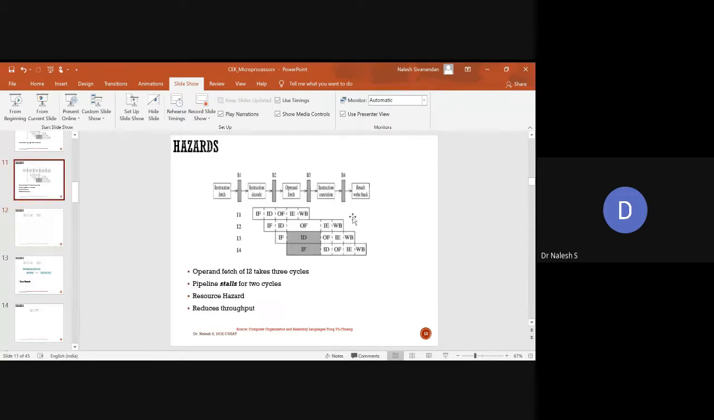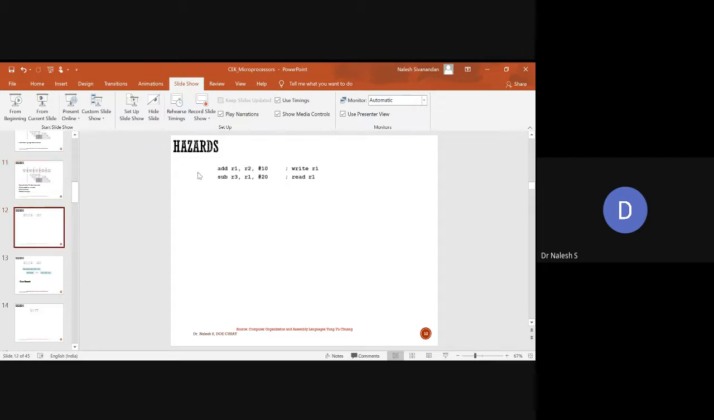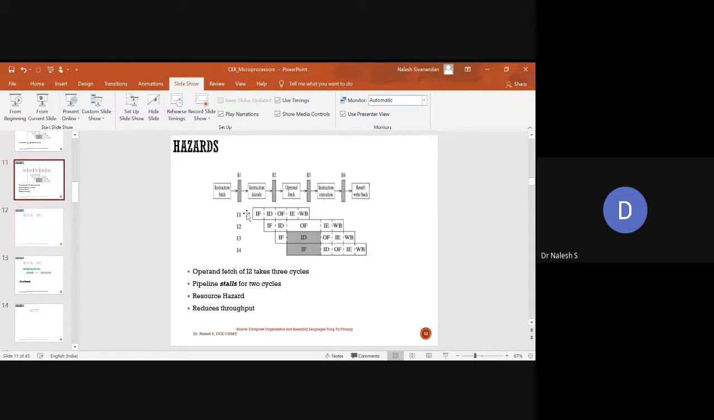The write happens only in the write back stage, but the addition or subtraction operation happens in the instruction execute stage. So here there is add and subtract. Let's say instruction 1 is add, instruction 2 is subtract. Only after add completes write back, and the data is written to the register R1, can I2, which is the subtract, proceed.